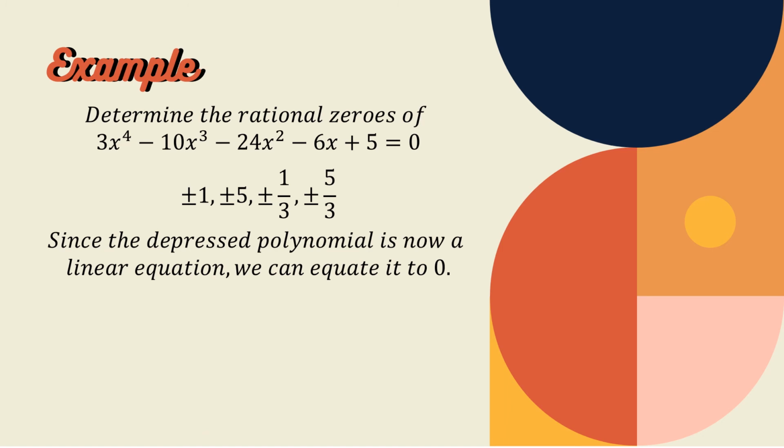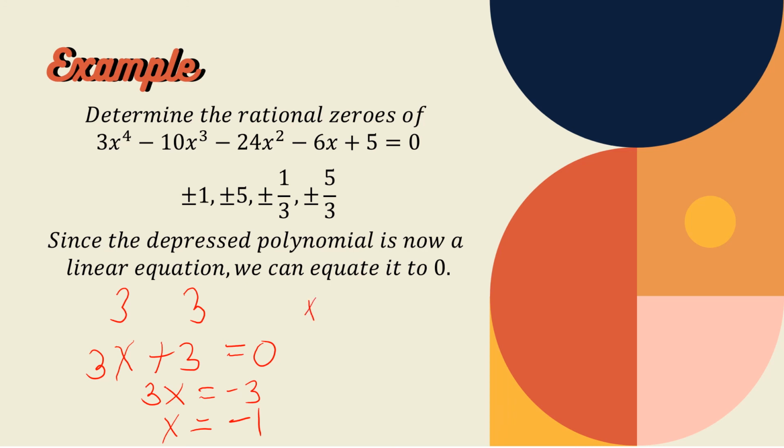Since the depressed polynomial is now a linear equation, we can equate it to 0. How would we know if it's a linear equation already? If there are just two numbers which are not equal to 0. So we have 3 and 3, which is 3x plus 3 equal to 0. Simplify. So the last value of our x is -1. So our values are x equals -1, x equals 5, x equals 1/3, and x equals -1 again.